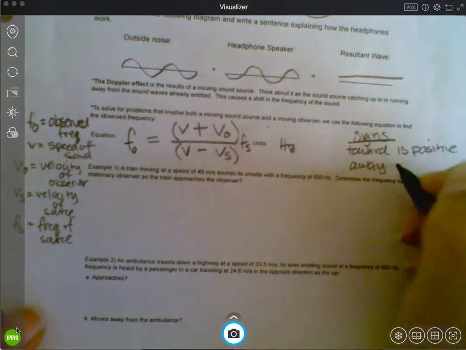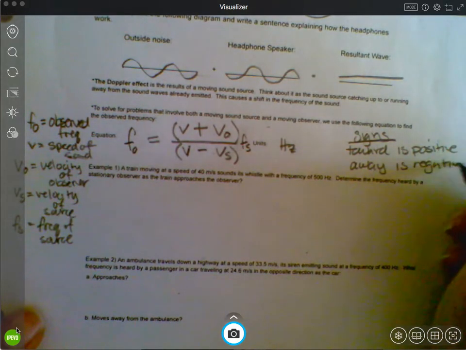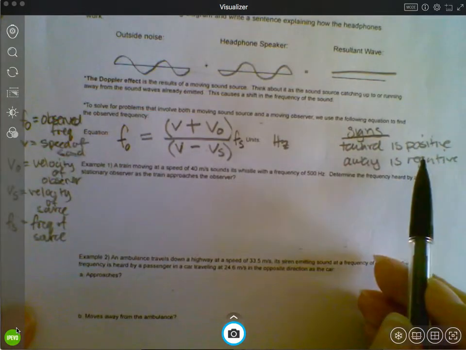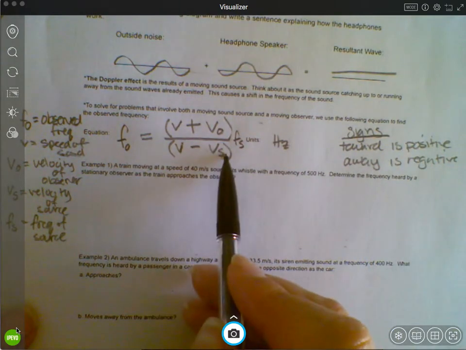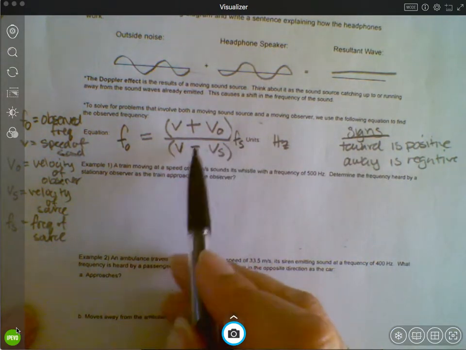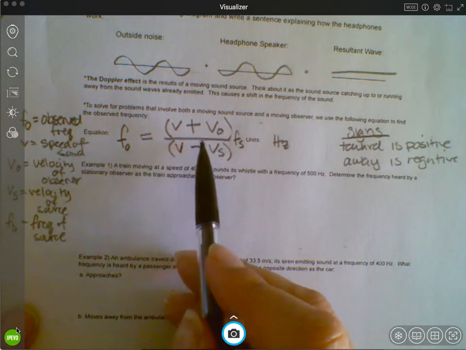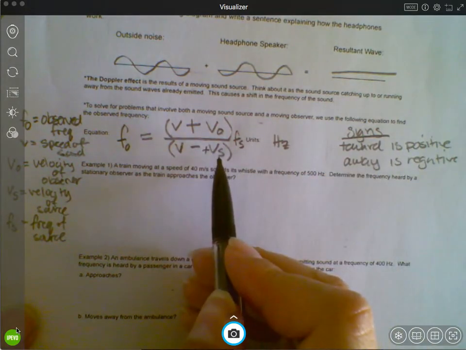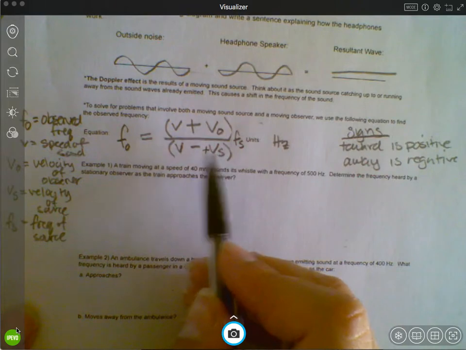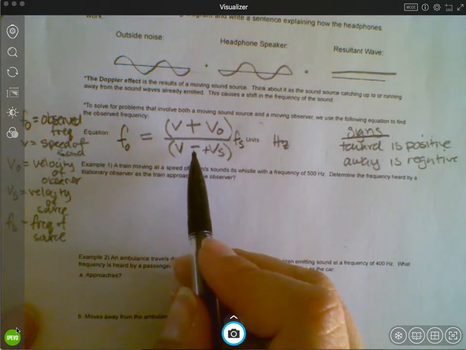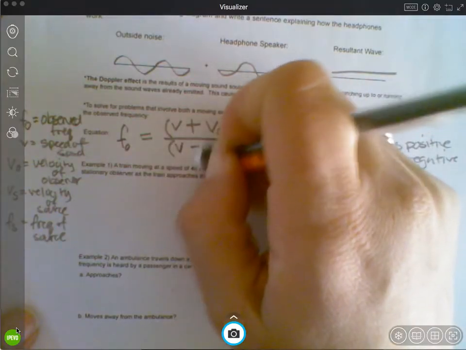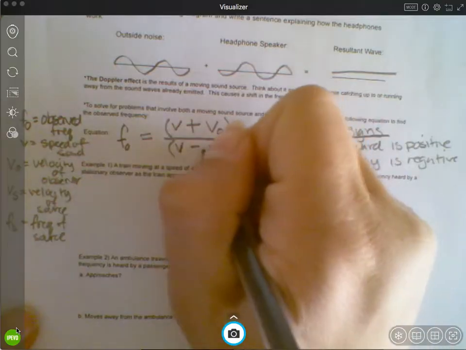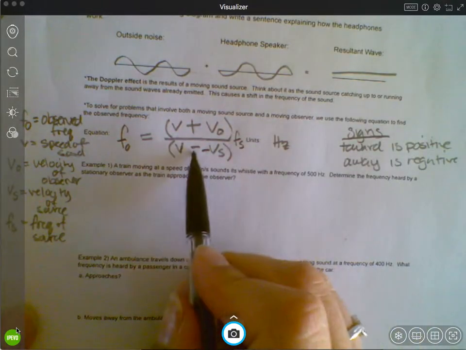Away is negative. Now here's the mistake people make. Toward is positive. So people think, oh, the source is moving toward the observer, okay, cool, so I'll make this sign positive. No, you're not changing the sign in the equation. You're putting a little positive in front of this here. Well, minus a positive number is still minus. Okay? If it's moving away, you'd put a negative here. A negative and a negative make a positive. So that's when the sign changes.